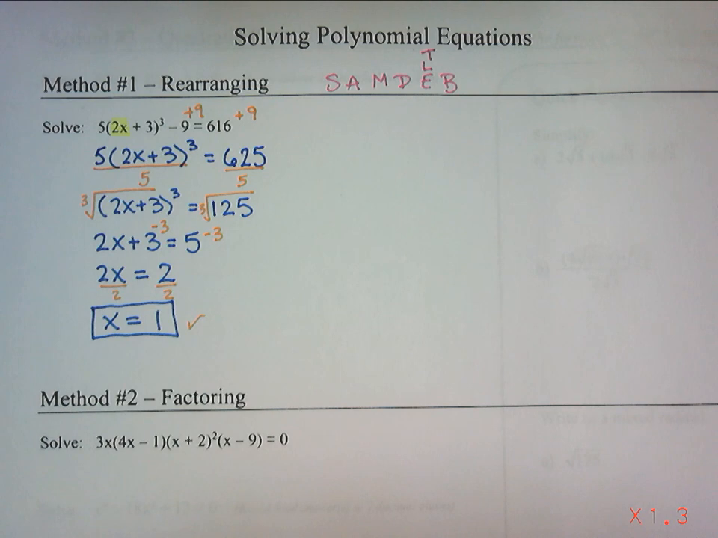That does it for solving polynomial equations by rearranging. Check out the other parts to learn how to solve by factoring and quadratic formula.